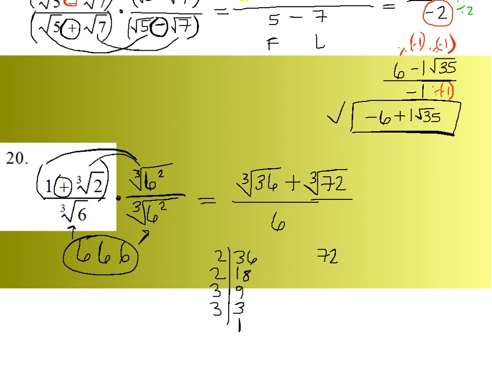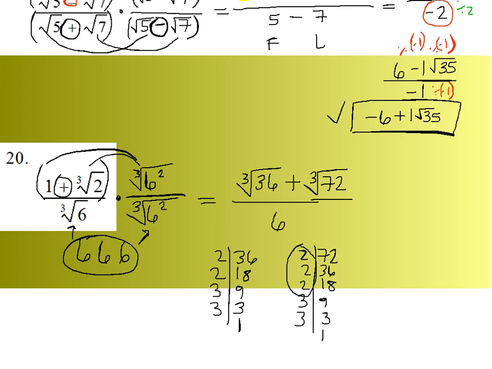72, let's see here. 2 goes into 72, 36. 2 goes into 36 18 times. 2 goes into 18 9 times. 3 goes into 9 3 times. And 3 goes into 3 once. So for 72, we do have a group of 3 2's.